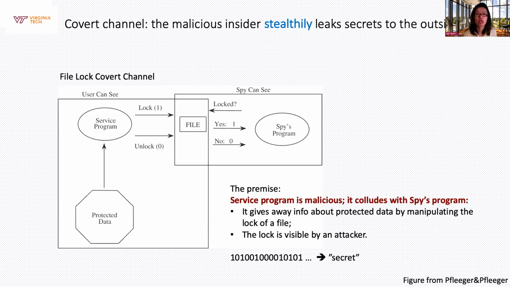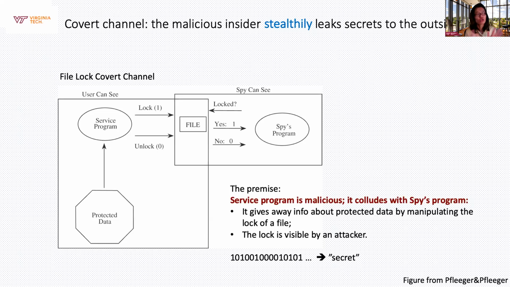I want to say a little bit about covert channels, and this is of course not very intuitive. It's very subtle. The concept is you have two attackers, one inside of an organization, one outside. The inside one, a malicious insider, has certain privilege, is able to access some data, and would stealthily leak the secrets to the outside attacker.